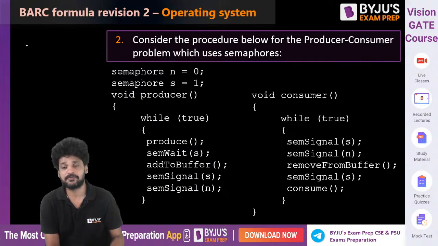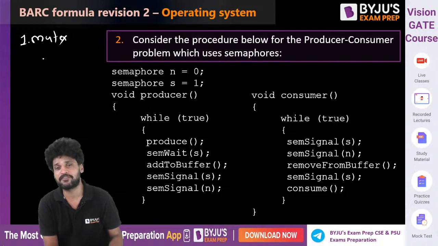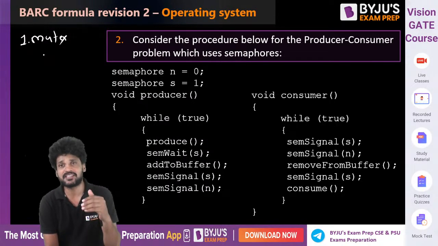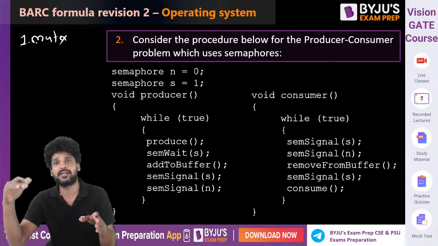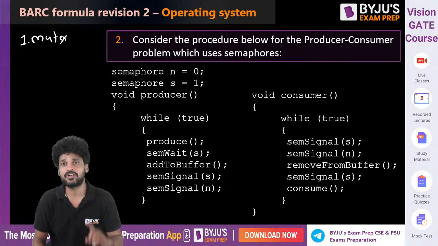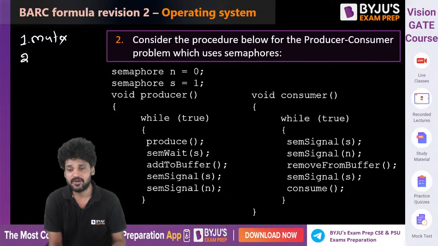Those conditions are, first one is mutual exclusion. I would say mutex. What is the mutex property of a resource? The mutex property of a resource states that when a resource is allocated to some process, at the same time that resource cannot be allocated to some other process. This is the mutual exclusion property of a resource. Second one is hold and wait.